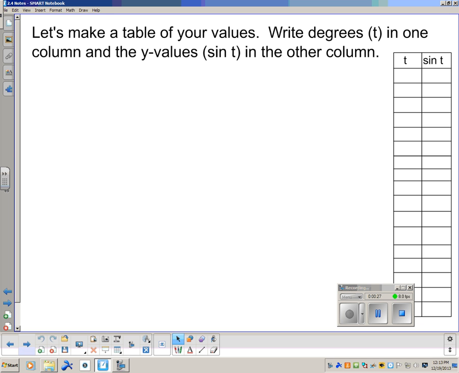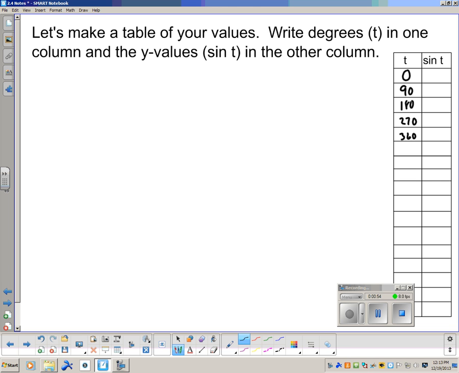Okay, so we're going to make a table of values. We're going to write degrees in one column and the y values assigned in the other column. So if you look at your degrees there, we're only going to do some of the basic ones. We're going to do 0, we're going to do 90, we're going to do 180, 270, and then all the way around is 360.